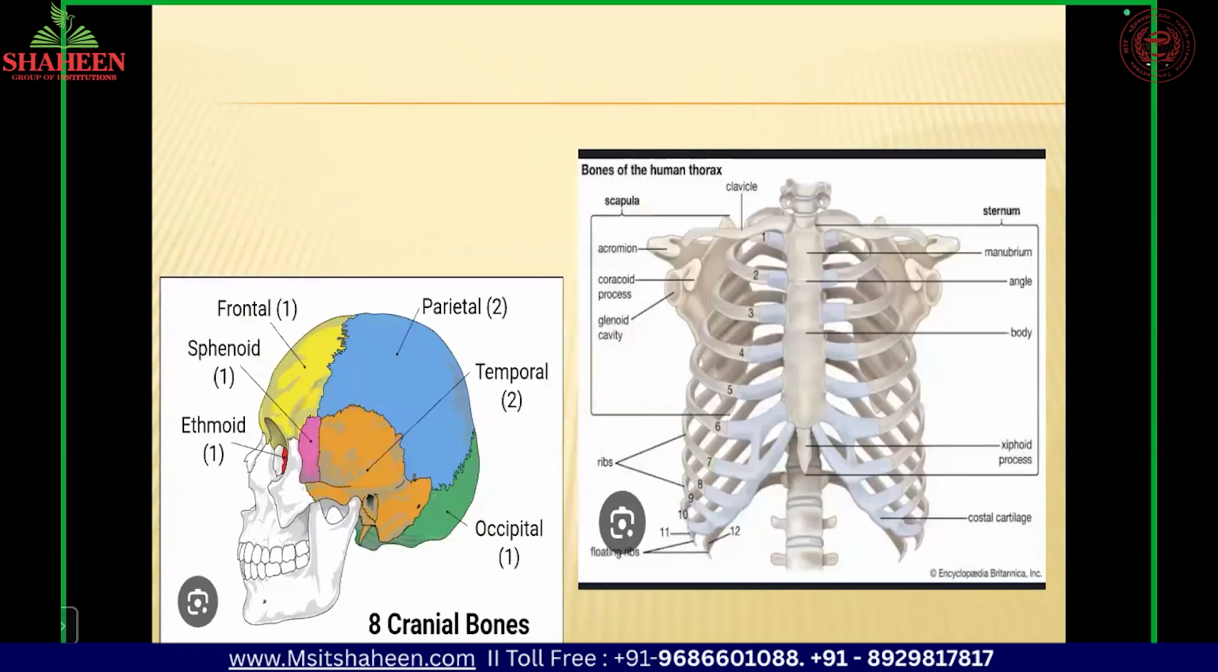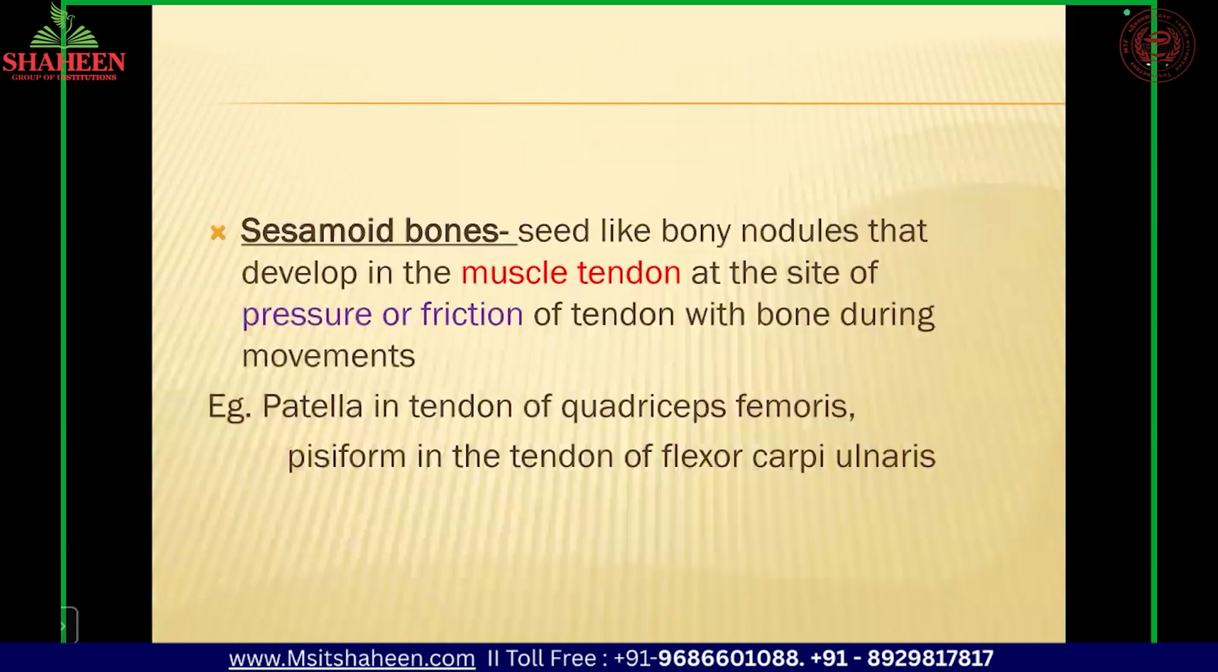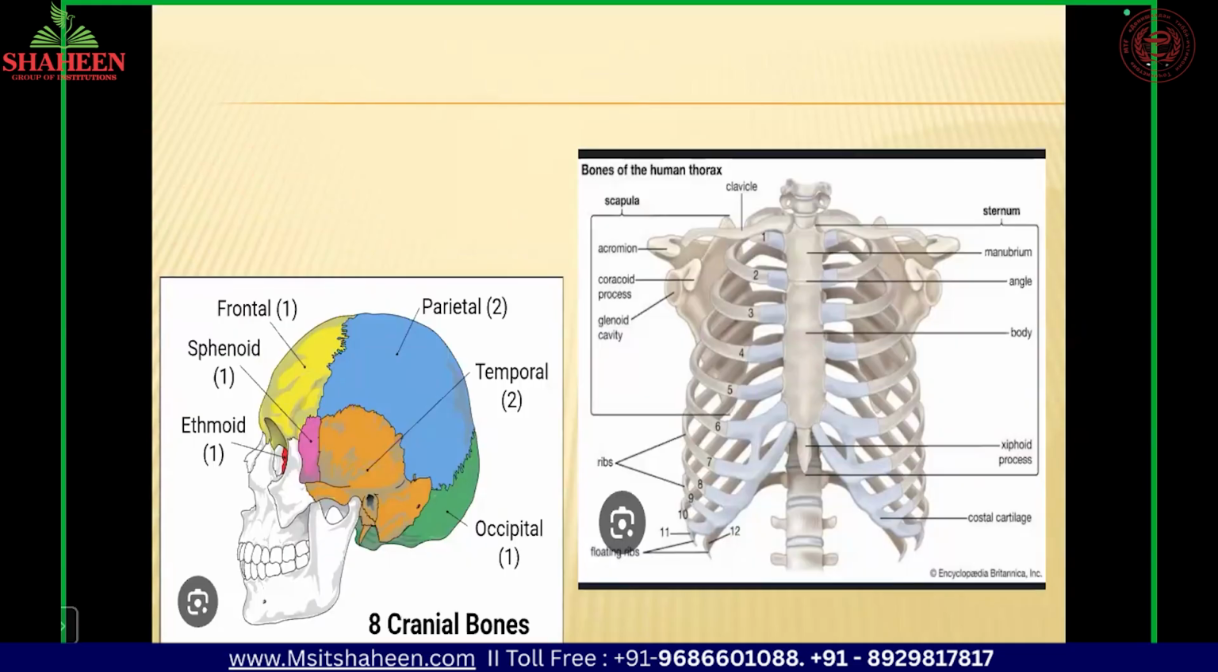All cranial bones and those of the thoracic cavity. Okay, what about the irregular bones? Hip bone and vertebrae. Okay, very good. So, do you know what a sesamoid bone is?